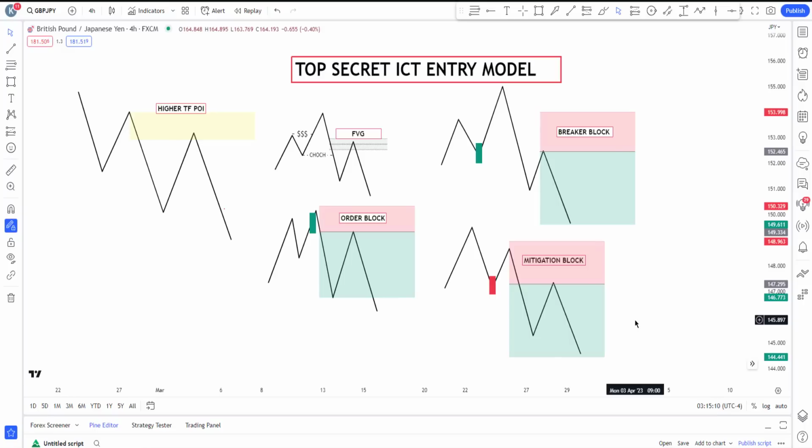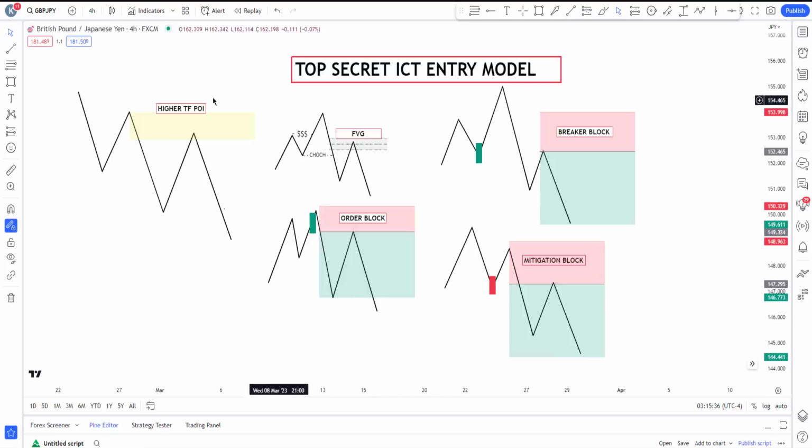In this video I want to take time and show you some of the top secret ICT trade entry models. If you are still struggling with getting the best trade entry model, in this video I'm going to demystify everything for you. If you are a beginner in ICT concepts, you can find beginner-related videos on my YouTube channel. I'm not going to go into the very basics because this video will just focus on getting you the best entry models that will help you to trade.